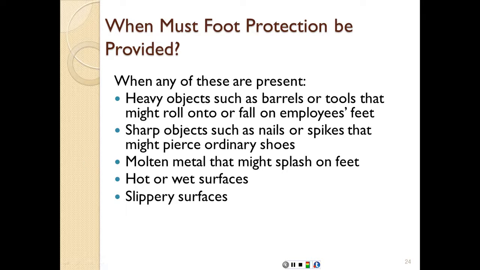When must it be provided? When any of these are present. Heavy objects such as barrels or tools that might roll onto or fall on employees' feet. Sharp objects such as nails or spikes that might pierce ordinary shoes, and these are quite abundant on construction sites. Molten metal that might splash on feet, hot or wet surfaces, and slippery surfaces. Any one of these would require a certain kind of foot protection.